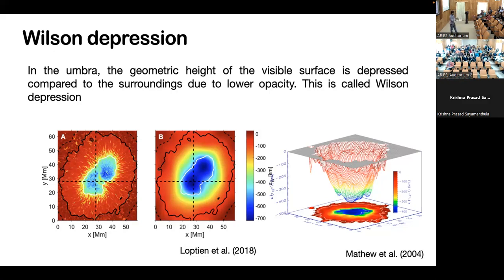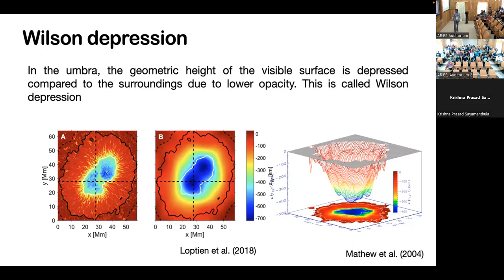As you see deeper within the sunspot compared to the outside region, that is called depression, Wilson depression. So the surface you are seeing outside the sunspot is slightly higher compared to the surface you are seeing within the sunspot. That depth is called Wilson depression.